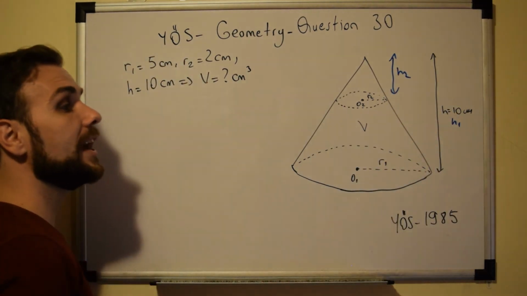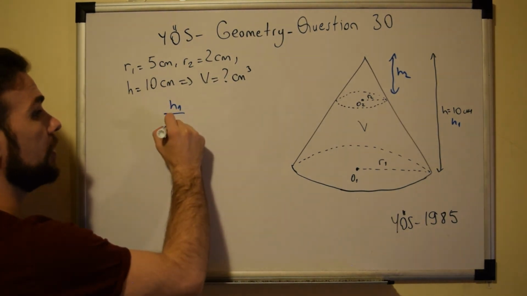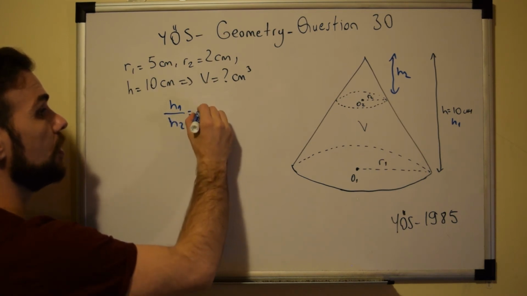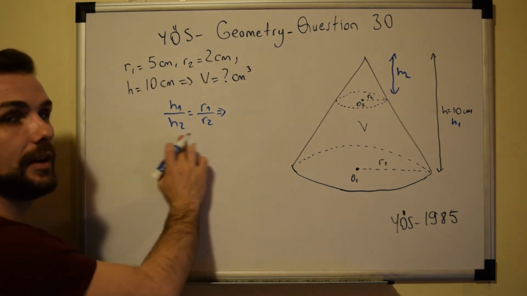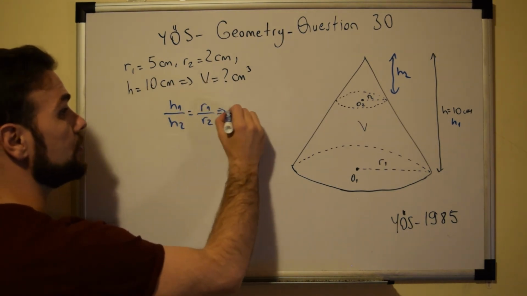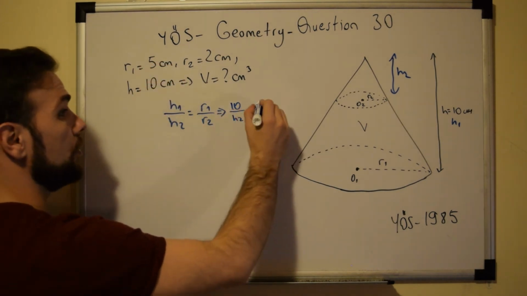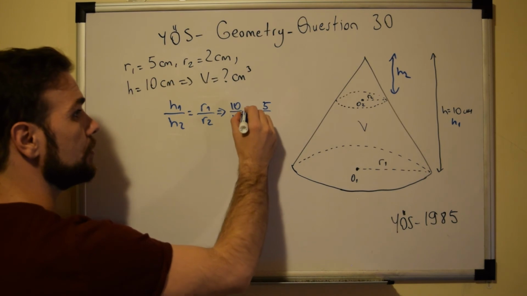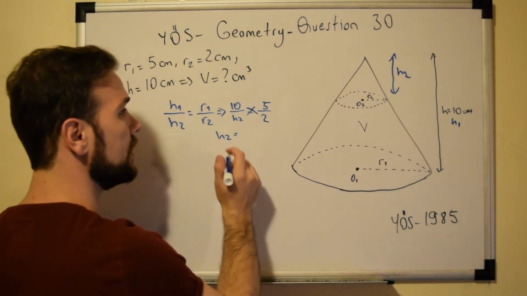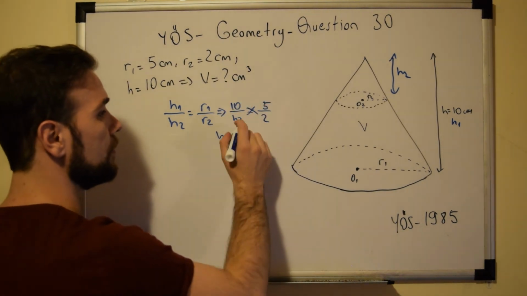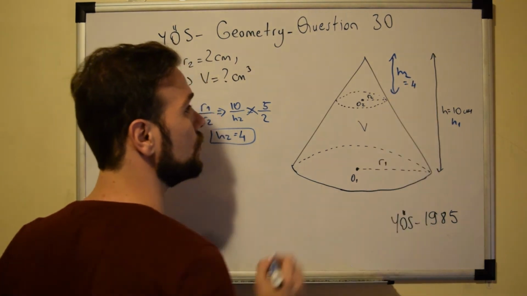How do we find that? We have to use the ratio. We use the ratio, which is h1 over h2, which is equal to r1 over r2. By finding this ratio, we will be able to find the value of h2. So we have h1 is equal to 10 over h2, which is equal to r1 is 5, r2 is 2. So we cross multiply, and the value of the height of the small cone is equal to 2 times 10, which is 20, over 5, which is 4. So we found the height of the small cone, which is equal to 4.